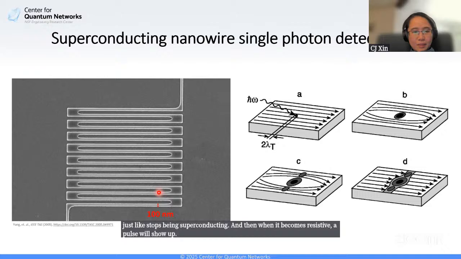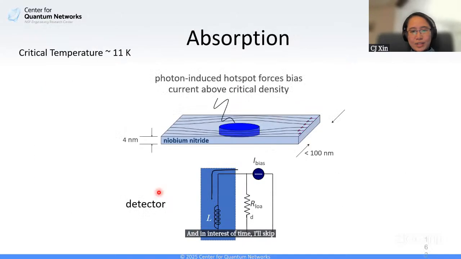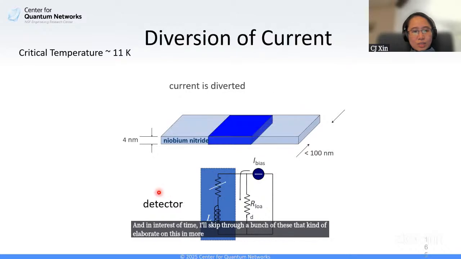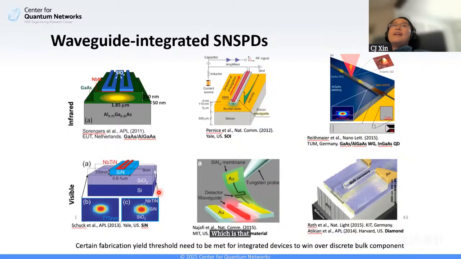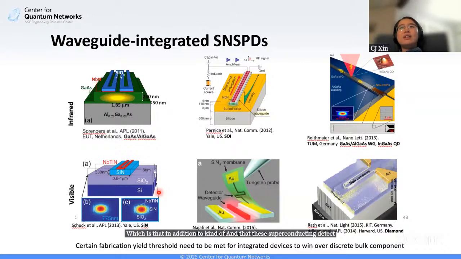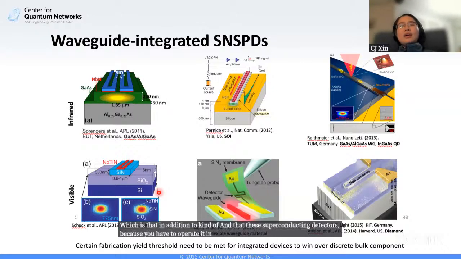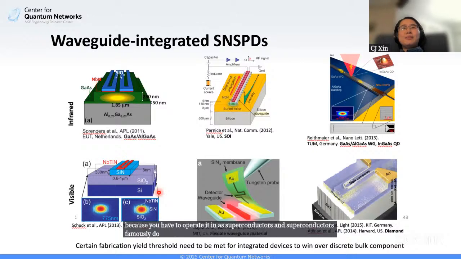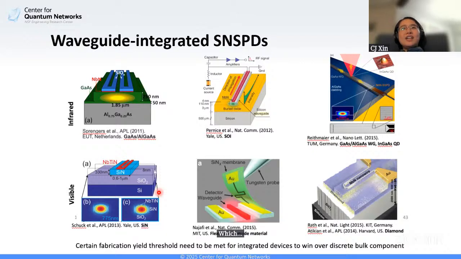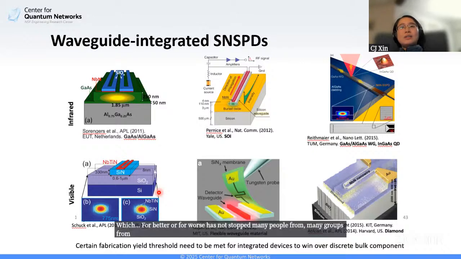In the interest of time, I'll skip through a bunch of these that elaborate on this in more detail and just go to my summary slide. These superconducting detectors have to be operated as superconductors, and superconductors famously do not like room temperature all that much. You actually have to operate them cold, which for better or for worse has not stopped many groups from exploring integrating them onto chips.